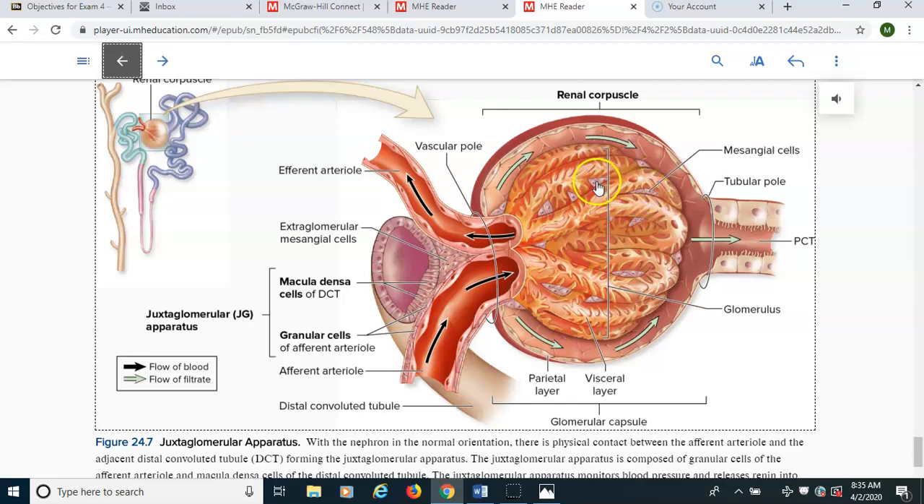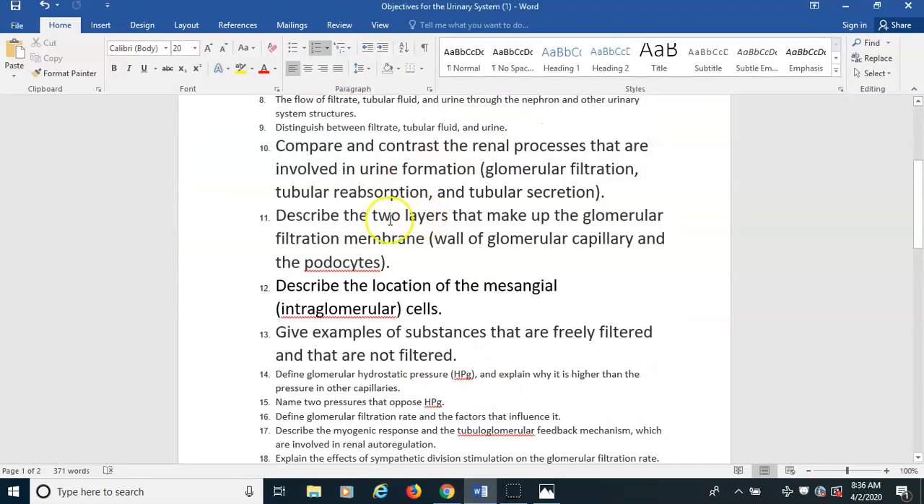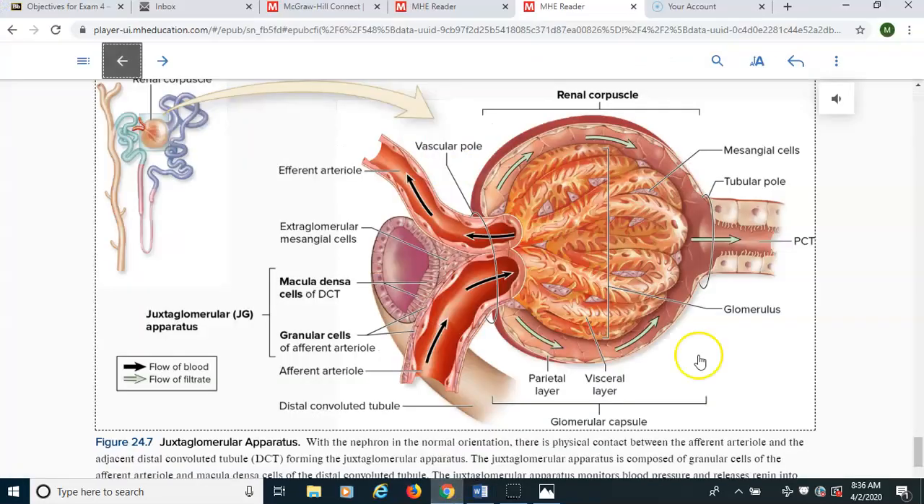So those are the mesangial cells that you should be familiar with too, because they're going to have a role in controlling how fast the blood gets filtered. All right, so that's that anatomy. And now I'm going to go back up and talk about the structure, the processes that are happening within the nephron to actually form urine.